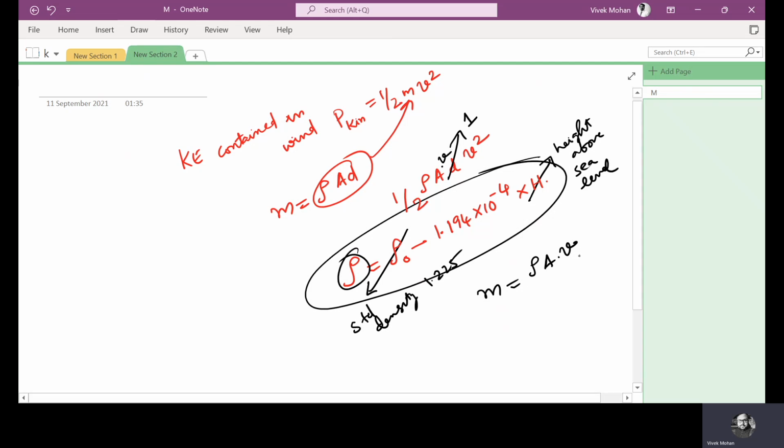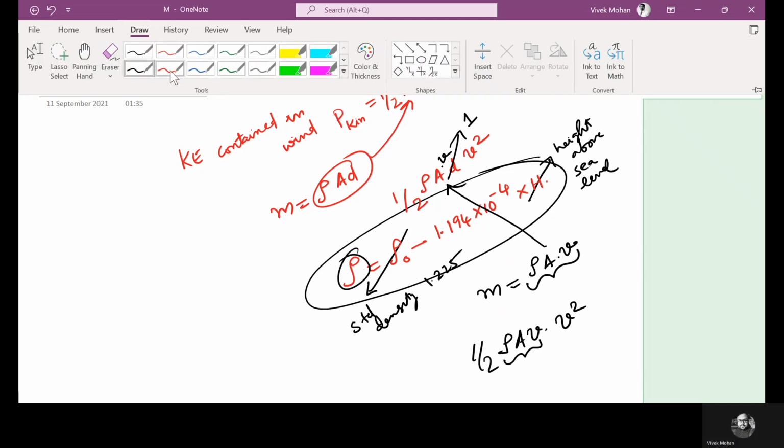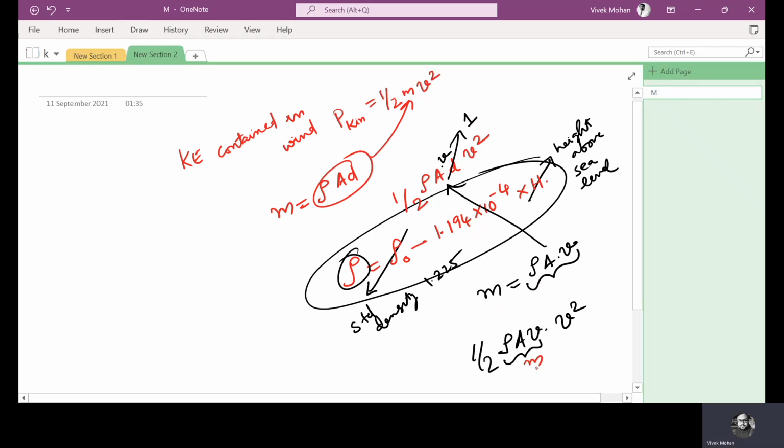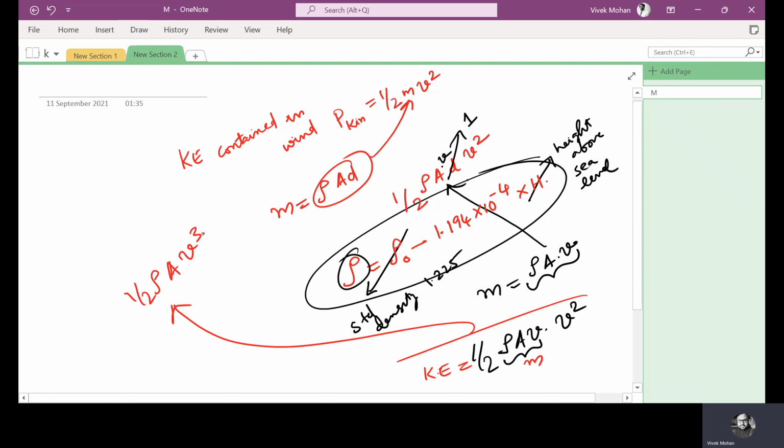So here this m equals rho av goes here. Half into rho av into v squared. This is m in half mv squared, this is the kinetic energy. So this will become half rho a v cube, or half into mass flow rate into v squared.